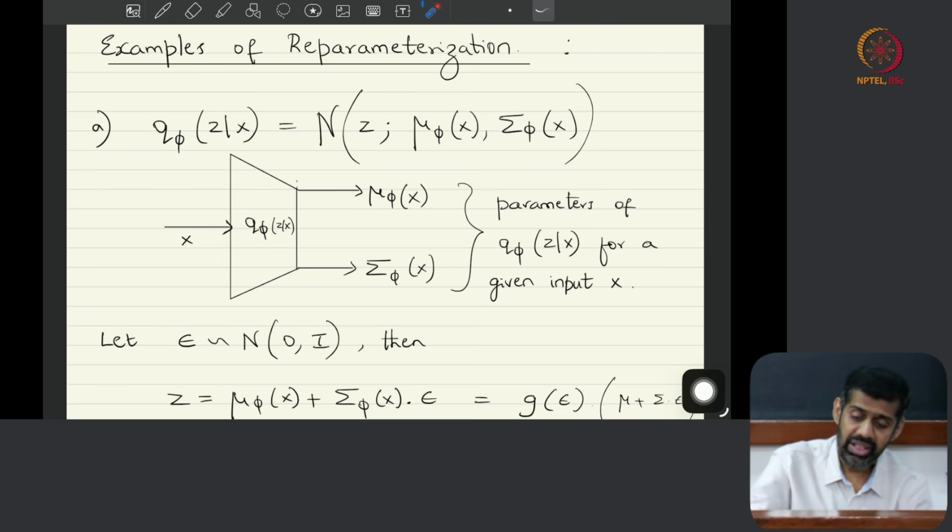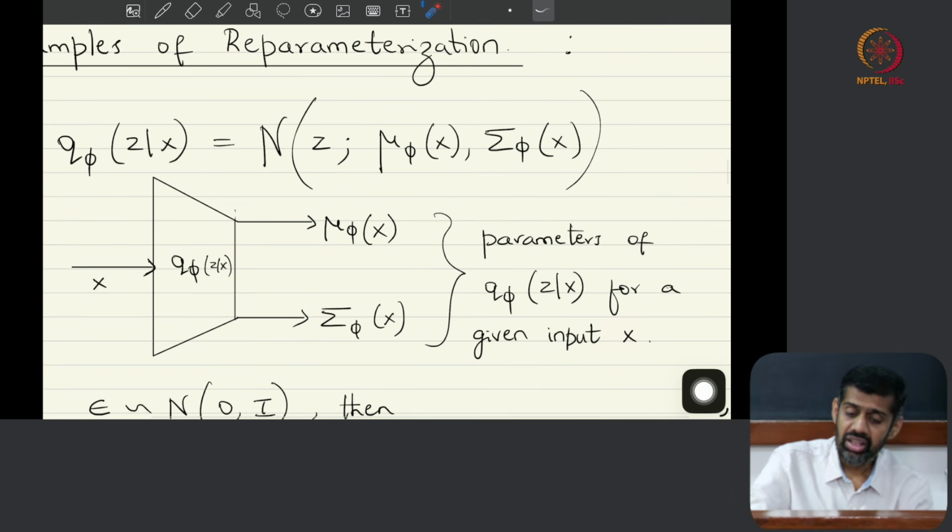Okay. Now, please note my notations carefully. Now, I am saying that this is a Gaussian distribution on random variable z, having the parameters mu phi of x and sigma phi of x. Why? This phi represents that this distribution is the outcome of this neural network. Okay. And an argument x tells you that it is a conditional distribution whose conditioning random variable has this value x that goes as an input to the neural network. That is why it is mu phi of x.